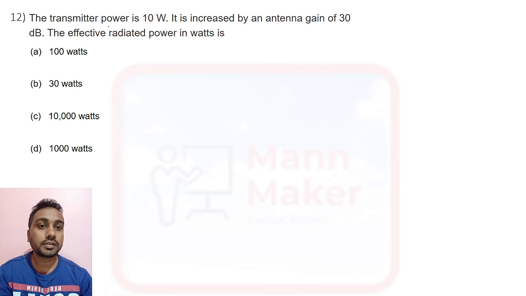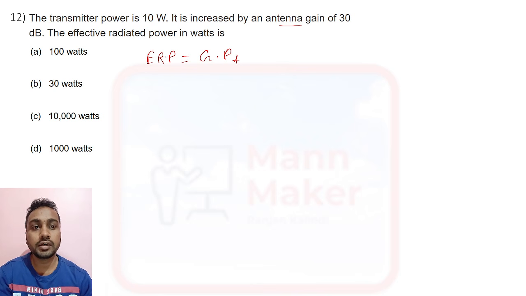Okay, the transmitter power is 10 watt. It is increased by an antenna gain of 30 dB. The effective radiated power, that is ERP. ERP is what? G into PT. G is antenna gain and PT is transmitted power. But G should not be in dB. So first we need to find the gain.